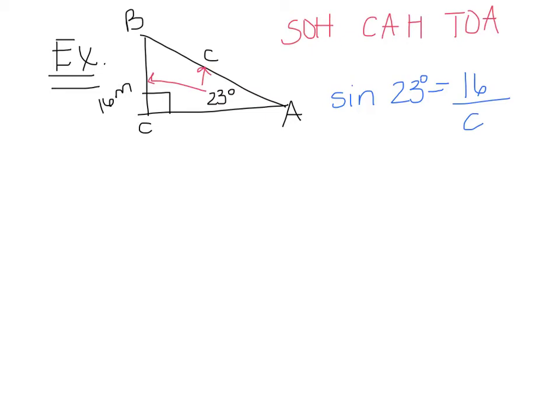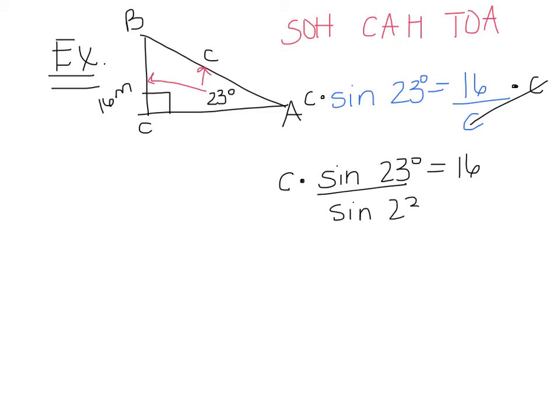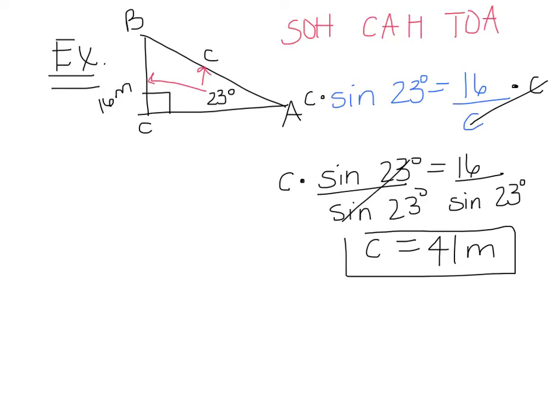Now in this case, you want to multiply both sides by C, and you'll get C times sine 23 equals 16. And then we divide to get C by itself. That means C would equal 41 meters. So it depends on how your triangle is labeled so that you'll know which trig function that we have to use.